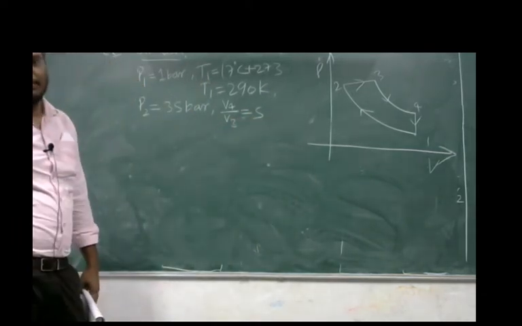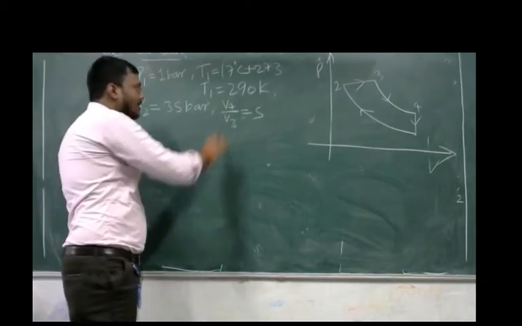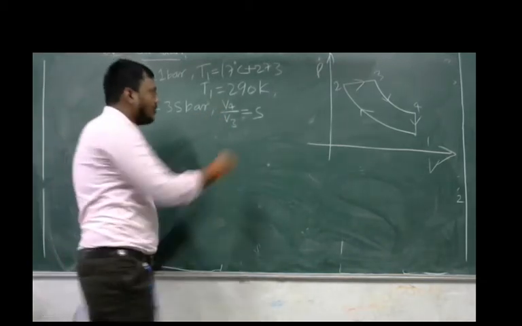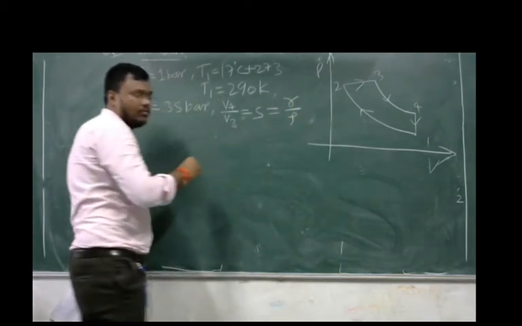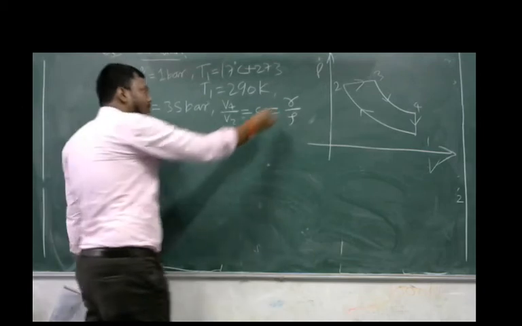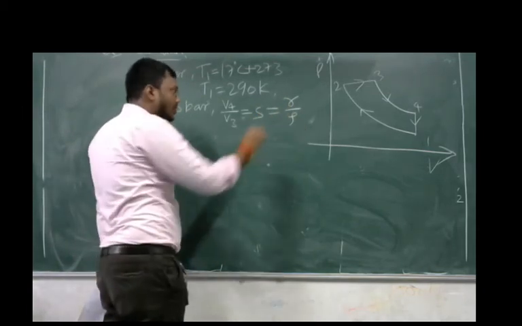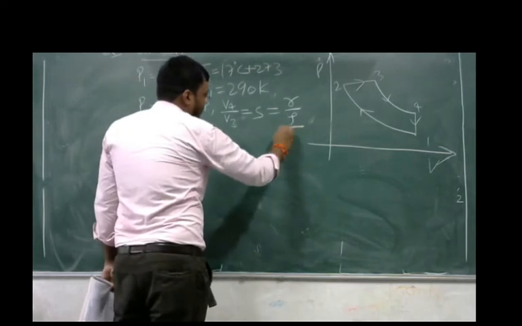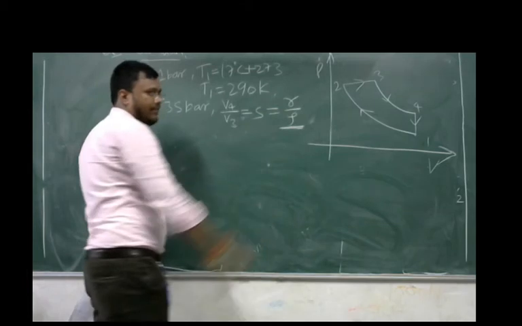And if you remember, we have discussed that V4 by V3 is nothing but it is equal to r by rho. R is compression ratio and rho is cutoff ratio. So you have to remember this value. V4 by V3 equal to 5 means r by rho equals 5. It is given in the question.